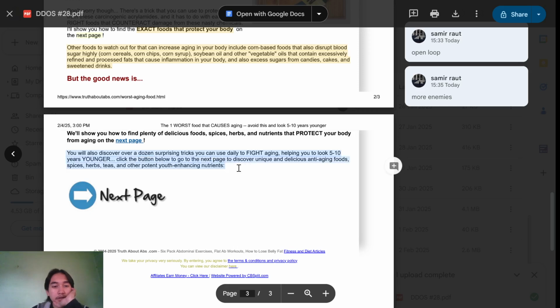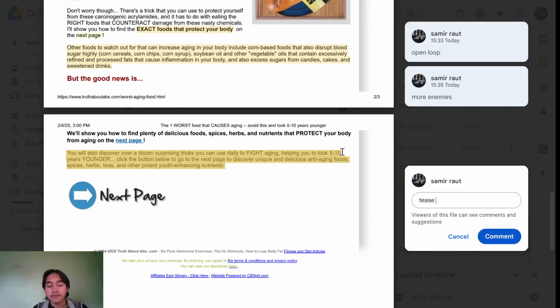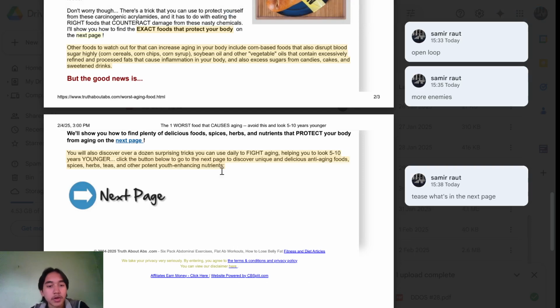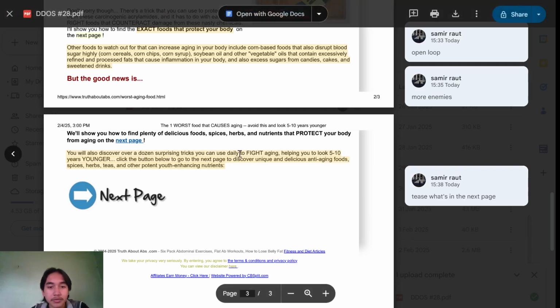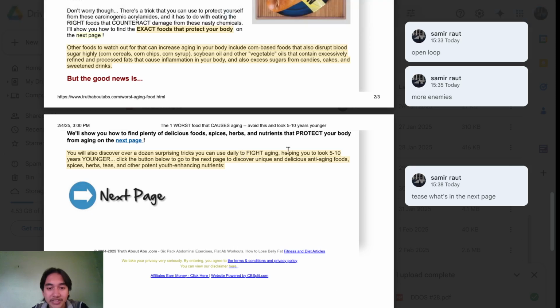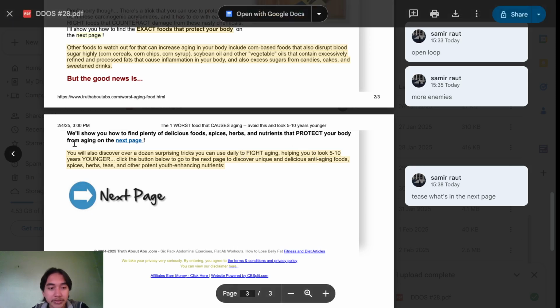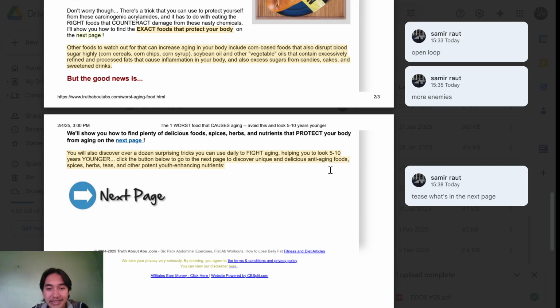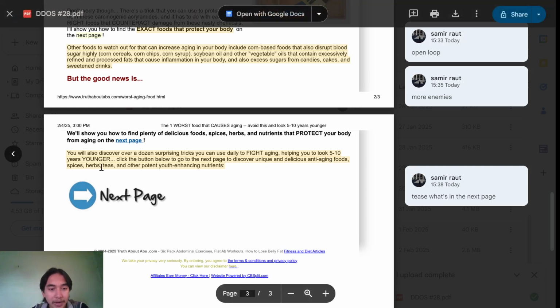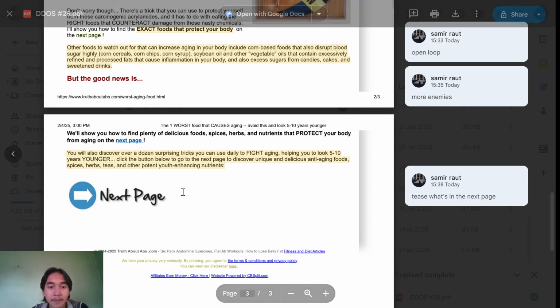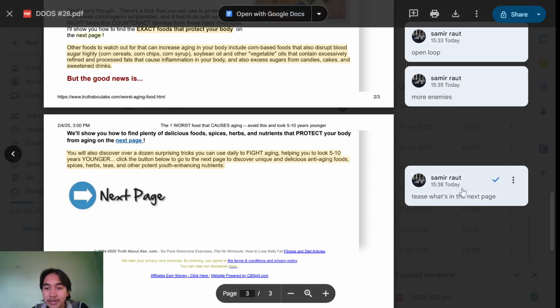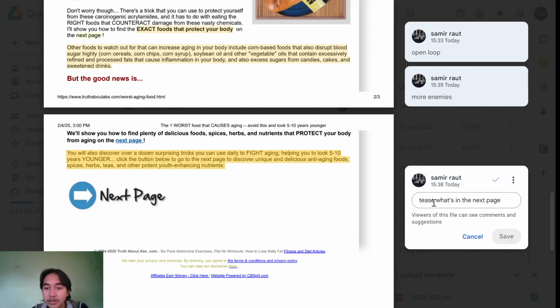You'll also cover, of course, but you cannot leave them with just that. You have to tease what's in the next page, right? You'll also discover dozens of surprising tricks you can use daily to fight aging, helping you look 5 to 10 years younger. Click the button below the next page to discover unique and delicious anti-aging foods, spices, herbs, teas, and other potent youth enhancing nutrients. Teasing.